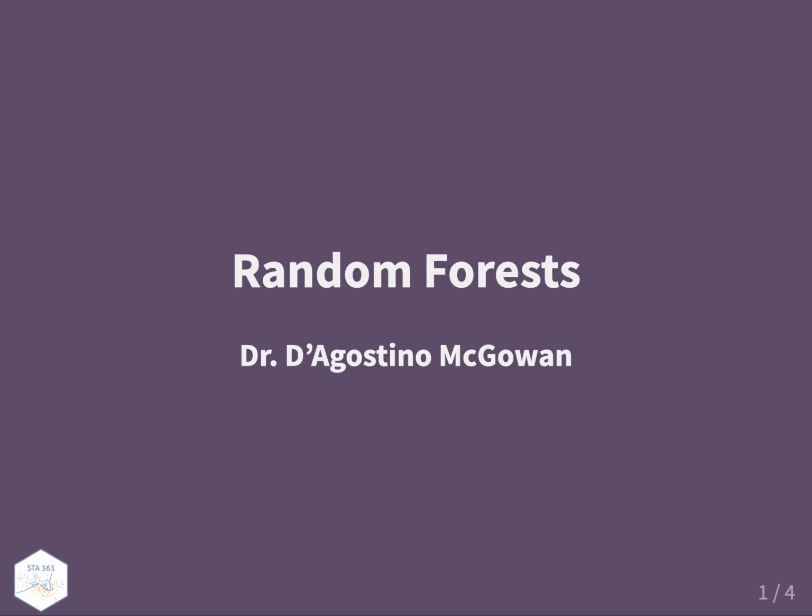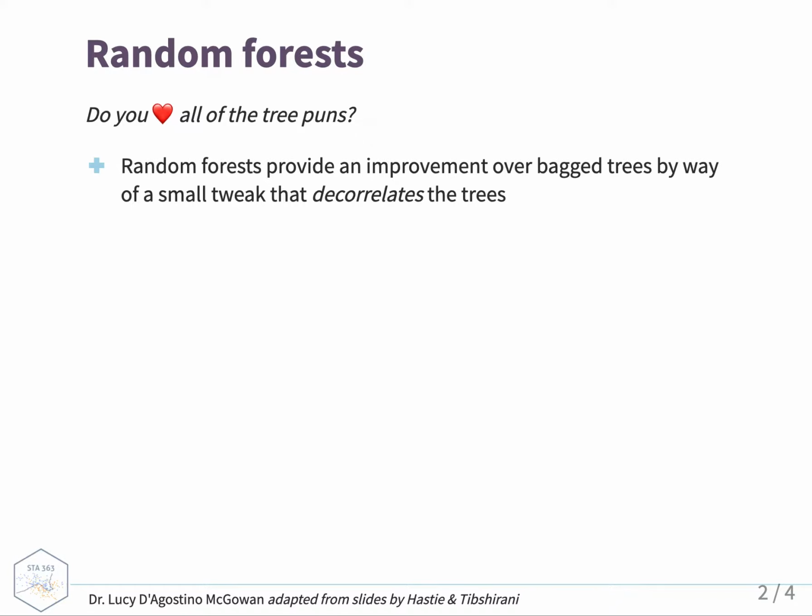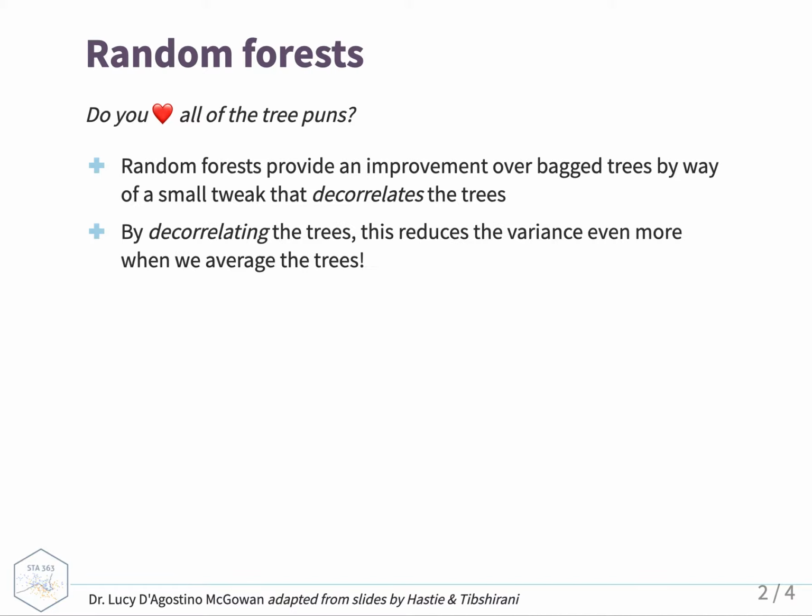Talk about something called random forests. So random forests are fun. These have a lot of tree puns, which I think is very fun considering we're fitting decision trees. But random forests basically provide an improvement over the bagged trees that we just talked about by a tweak that basically decorrelates the trees. So it's similar to bagging, except it adds this small tweak that makes it slightly better.